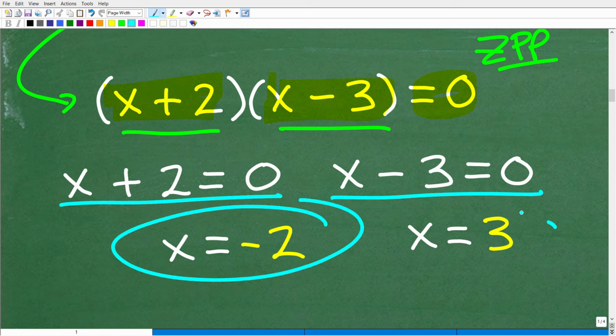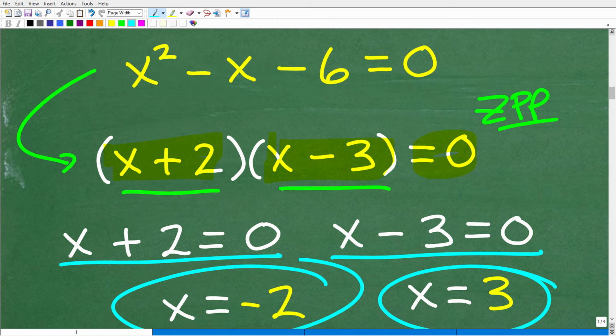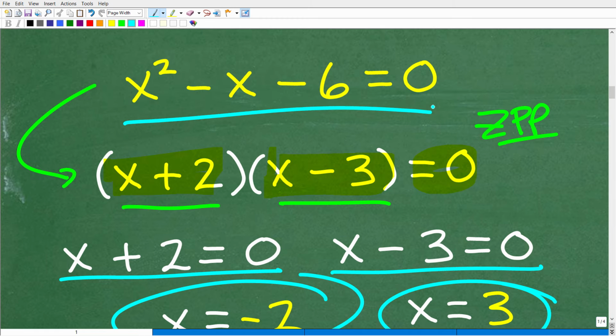We solve the respective equations, and here we have our two solutions to this quadratic equation. So x is equal to -2 and x is equal to 3. This is just an example of using factoring to solve a quadratic equation. Again, you do not want to use the quadratic formula here. You definitely could, but that's a lot of extra work.